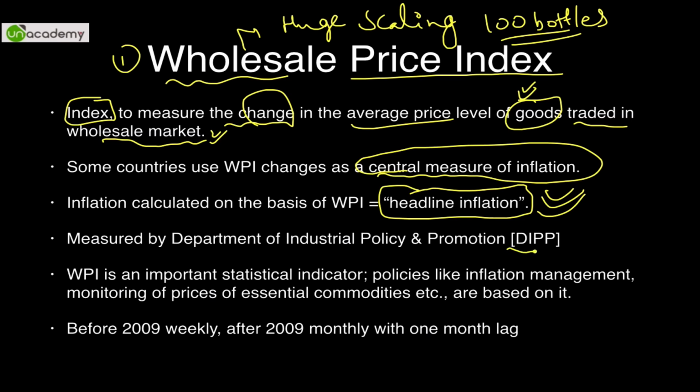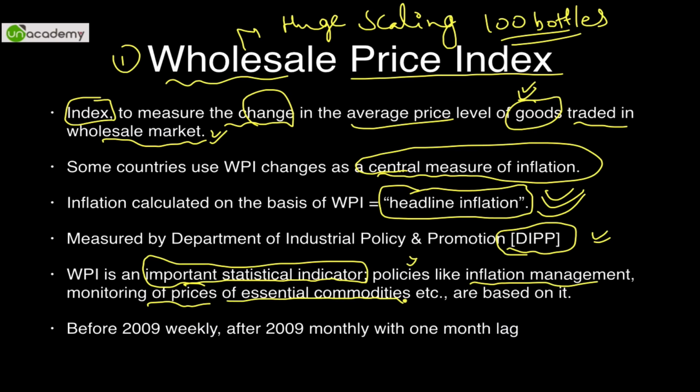It is measured by DIPP, that is, the Department of Industrial Policy and Promotion. Please remember, again, this is one of the most common questions asked, and it is a very important statistical indicator. Why? Because government policies like inflation management, monitoring of prices of essential commodities, and lots of other government policies are completely dependent on the WPI indicator.